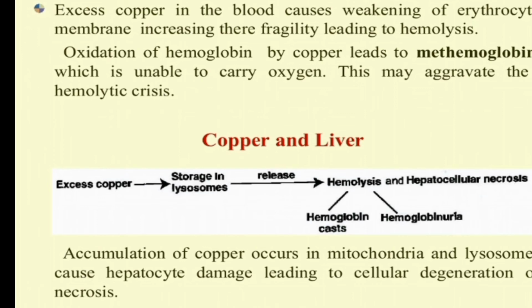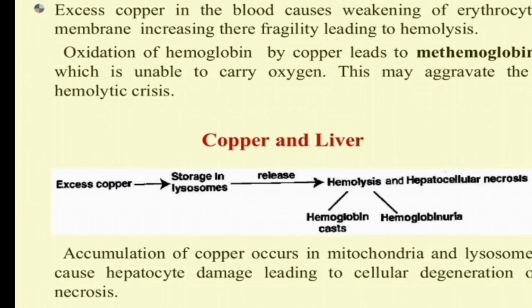Now, the oxidation of the hemoglobin will also occur by copper. If the hemoglobin is oxidized by the copper, it will lead to methemoglobin. So this methemoglobin can't carry oxygen. Hemoglobin can carry oxygen, but methemoglobin can't. Because of this, it may aggravate the hemolytic crisis, that is the destruction of RBCs within a short period of time.